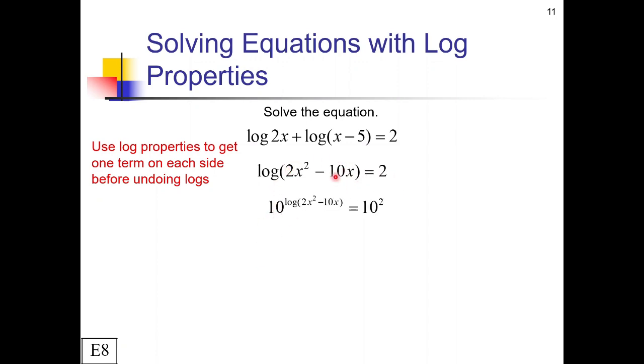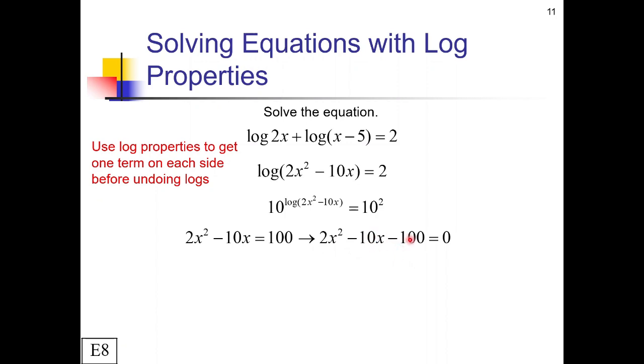So we have 10 to the left side equals 10 to the second. On the left side, that's going to be 2x squared minus 10x, because 10 and log cancel. On the right side, 10 squared is going to give me 100. And let me just move that 100 over to the left side. Now, to solve this, these are all divisible by 2, so I could either take out a common factor or divide everything by 2.